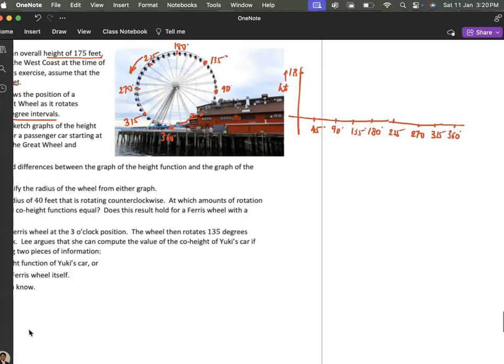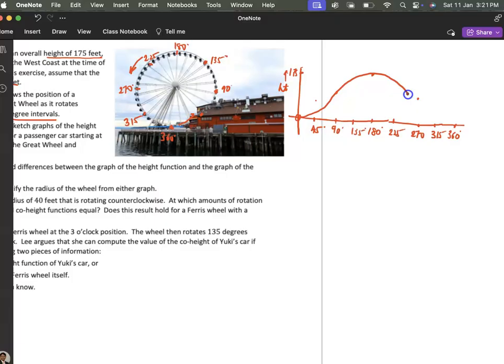Let's start stepwise. So 0 is 0. 45 is somewhere here. Correct? 90 is midway. 135. So 180 is maximum. Right. Then 270 is back to midway. 360 is 0. So that means you just draw it like that.